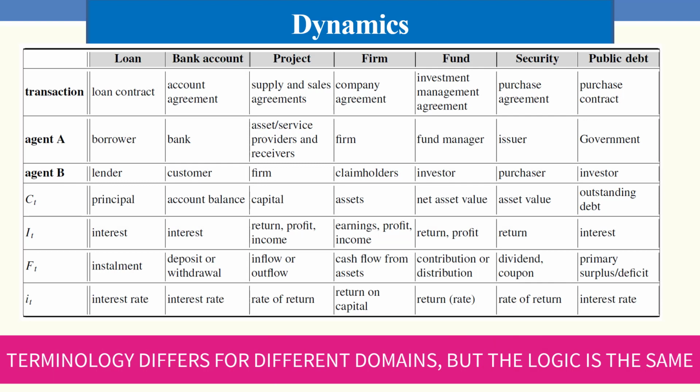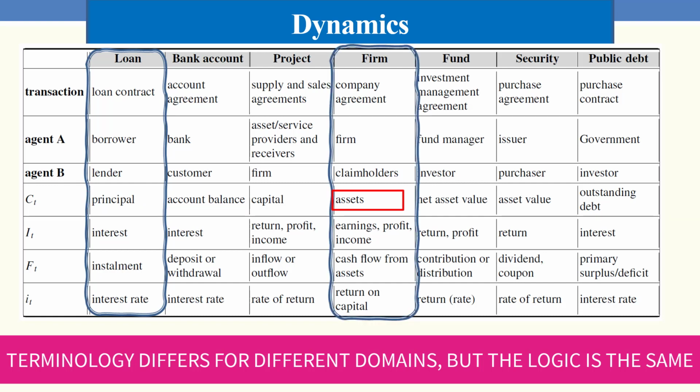For example, let's take the comparison between a loan and a firm. In a loan contract, the capital is called principal, whereas in the firm, the capital is called assets, or invested capital, or capital employed. But the meaning is the same. It is the amount of resources committed by an investor, the creditor in the loan contract, the capital providers, the claim holders in the firm.